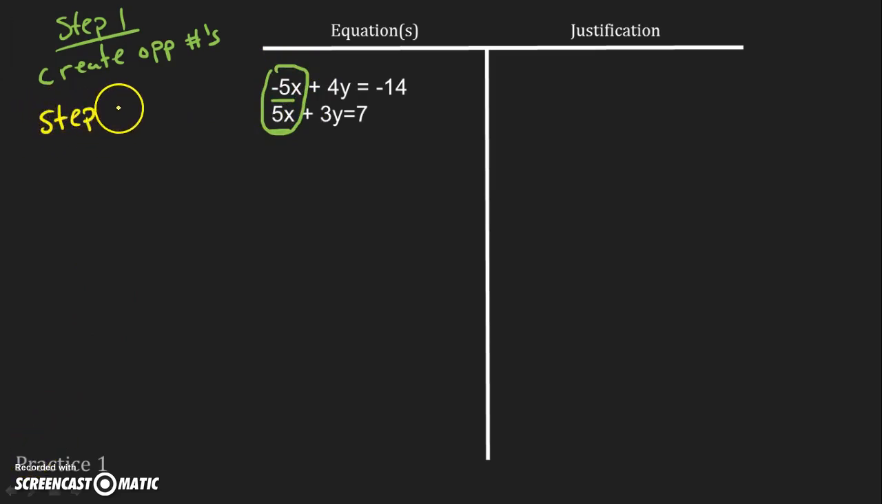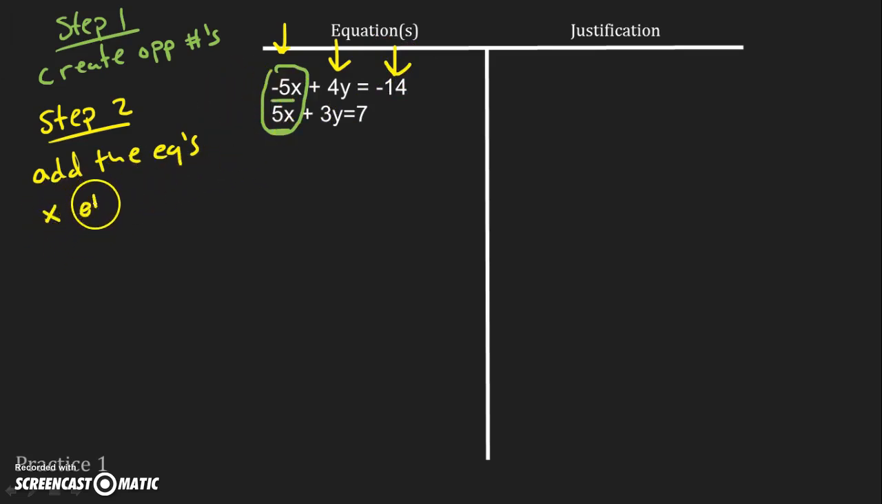Now that we've got our opposites, we can go ahead and add the equations. So when you add the equations, what you're doing is you're just adding straight down. So the numbers in front of x you add together, the numbers in front of y you add together, and then these constants over here you're going to add together. So as we add, we know that the x variable is going to eliminate. -5 plus 5 is 0x. 4 plus 3 is 7y, and -14 plus 7 is a -7.